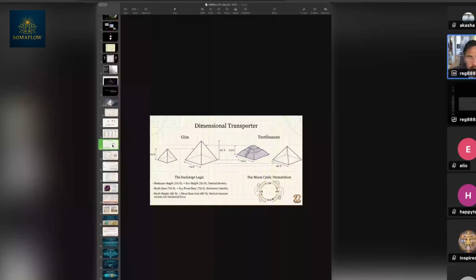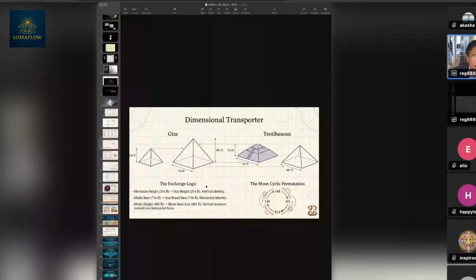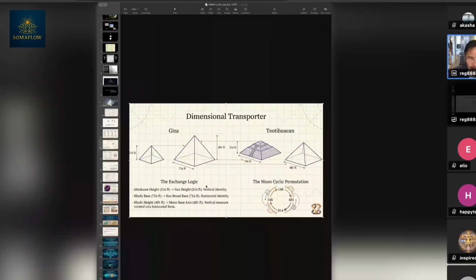Now, this is another thing that was interesting: I had noticed that some of the proportions of the pyramids of the Giza Plateau match the proportions of the pyramids in Mexico. So, for example, the Menkaure Pyramid is 216 feet high, and that actually matches the height of the Pyramid of the Sun exactly. And then the base of the Pyramid of the Sun in Mexico matches the base of the Great Pyramid on the Giza Plateau. So you could say that the Teotihuacan Pyramid of the Sun is actually a mix between the Menkaure Pyramid and Khufu.